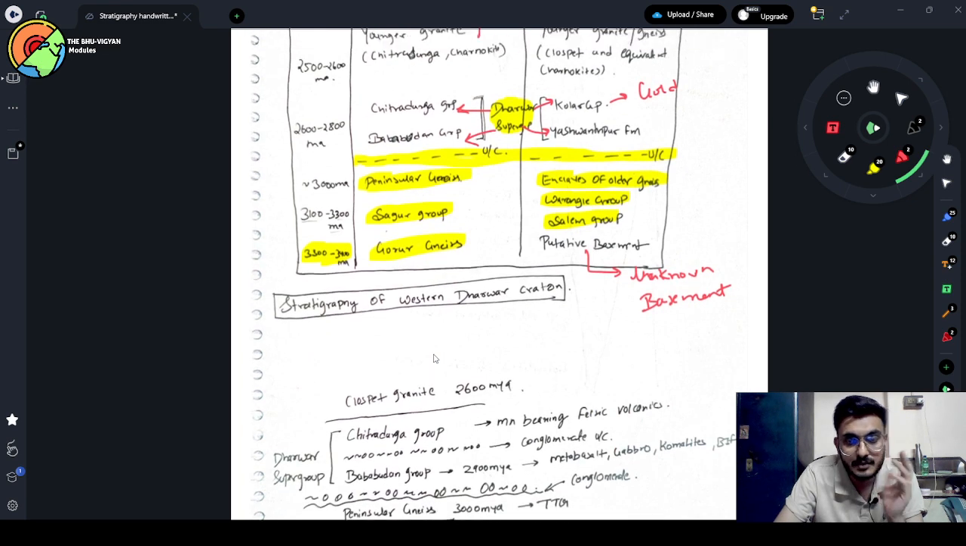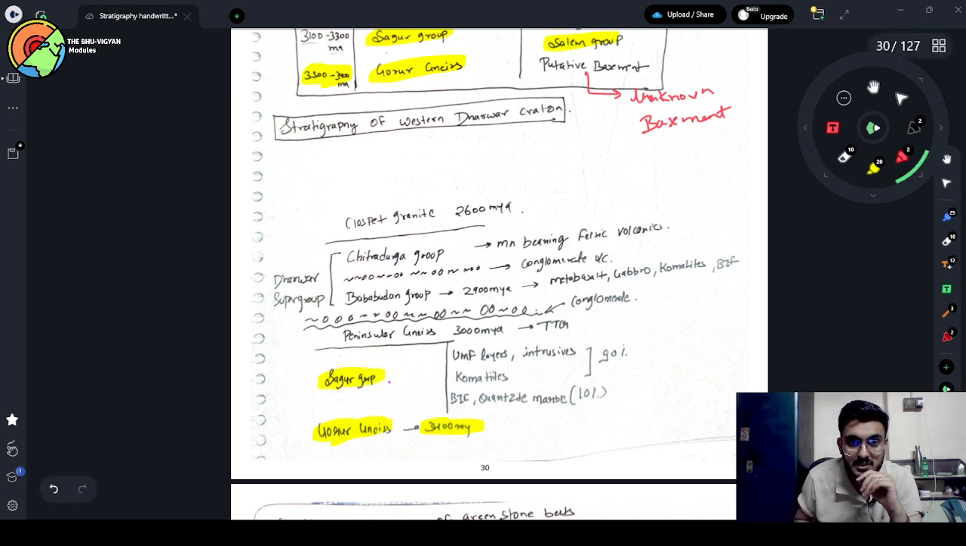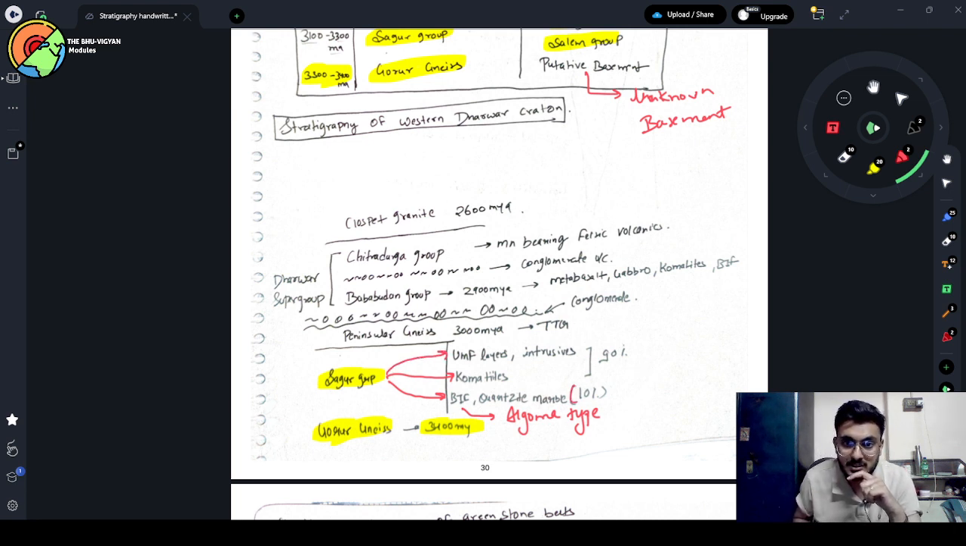Now, if we see the stratigraphy of the Western Dharwar Craton individually, the basement is your Guru gneiss. The age of this is 3400 million years. Above that we have the Sargur group, and this is very important. In this Sargur group, you will see the BIF. This BIF is of Algoma type. Then in this Sargur group, we will see the komatiites, and here we will see the ultramafic layer and intrusions. So this is only 10% BIF, and the remaining 90% is komatiites and ultramafic layers.